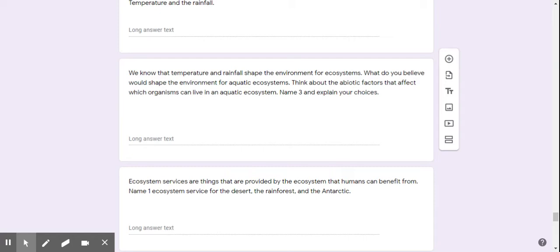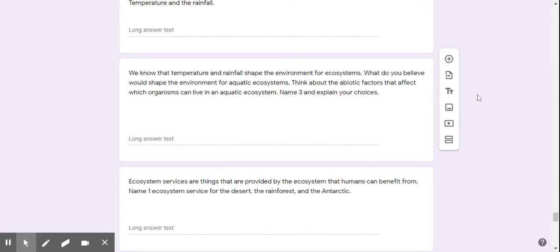But the reason that I brought this aquatic question into this review is because I want you to realize that it doesn't matter if it's aquatic or if it's terrestrial. Our environments are shaped by the abiotic factors, by the non-living things. Non-living things can determine how the ecosystem is going to look. That's what I want to get across to you guys with this.